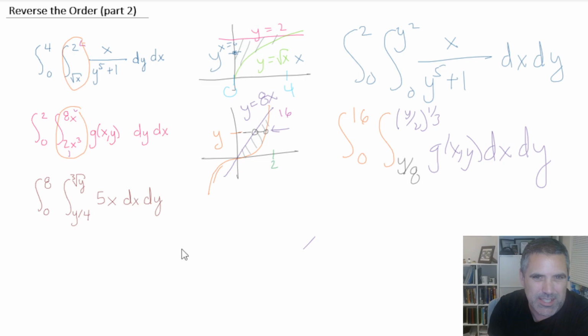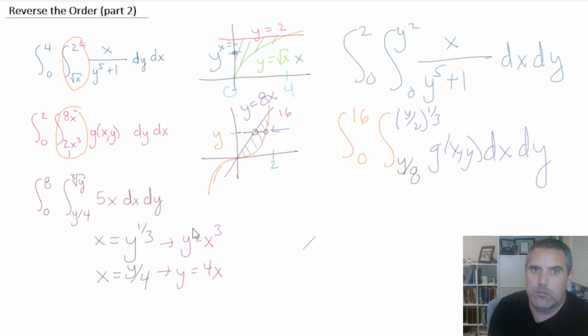So this one is saying we need to graph x equals y to the 1/3 and x equals y over 4. Those should be the right and the left. But let's see, this is the same as y equals x to the third. This is the same as y equals 4x. I do that just to put it in the form we're used to. We're used to seeing things in terms of x. All right, now let's graph. I need to graph y equals 4x. Done.